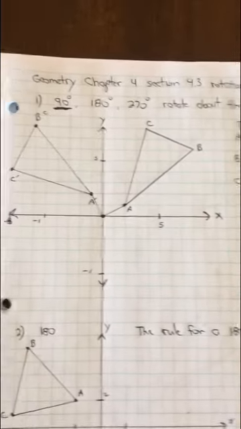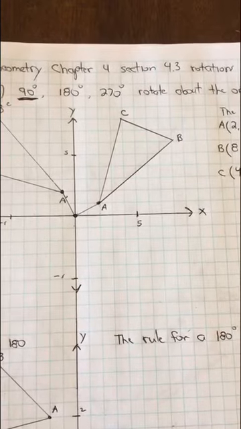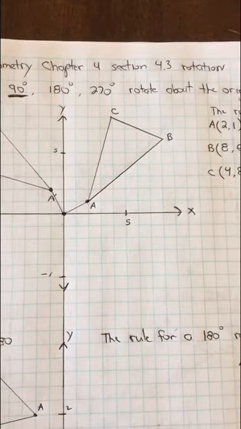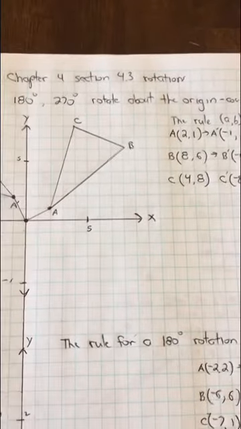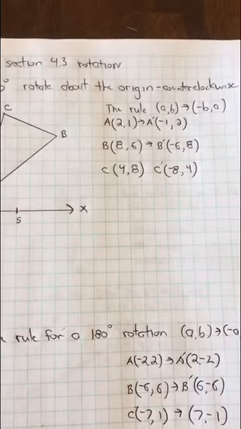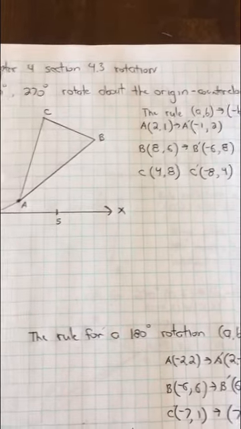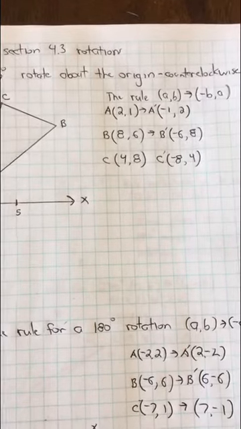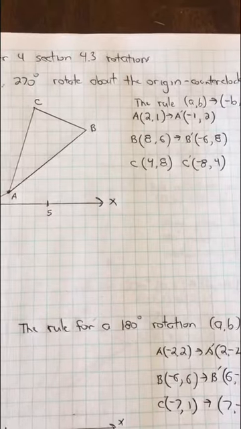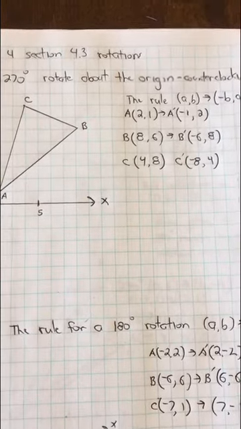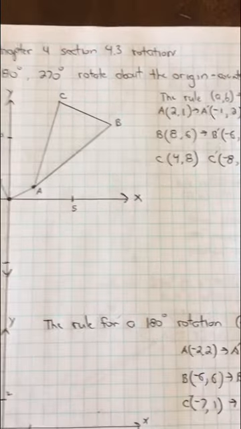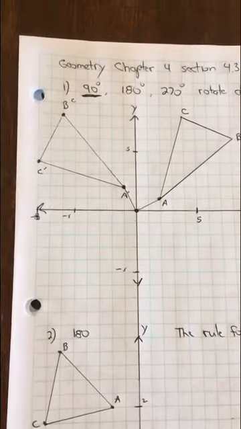So here's my shape. I started off with A, B, and C, a triangle. So therefore, point A at 2, 1 went to negative 1, 2. B at 8, 6 went to negative 6, 8. And C, 4, 8 went to C prime, negative 8, 4. Now notice, that's what it looks like.